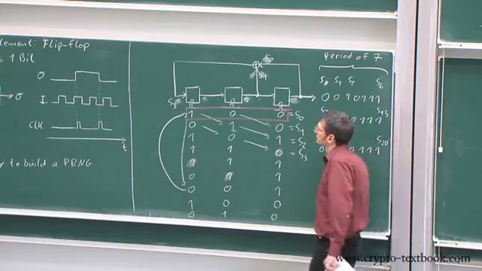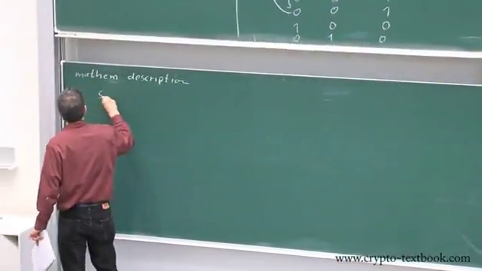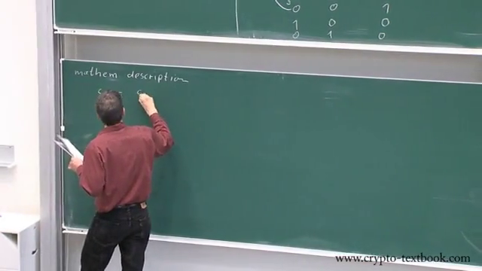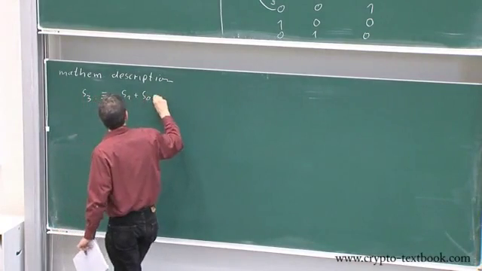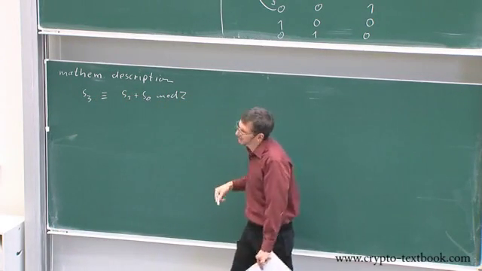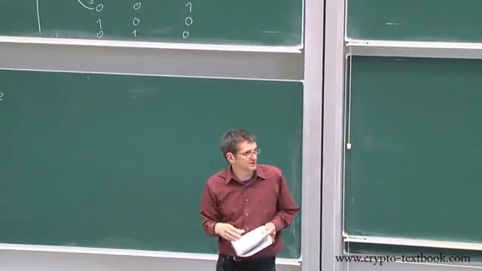Okay, so S3 is S1 plus S2 modulo 2. S1 plus S0, I'm sorry. S1 plus S0. It's okay, just leave it.